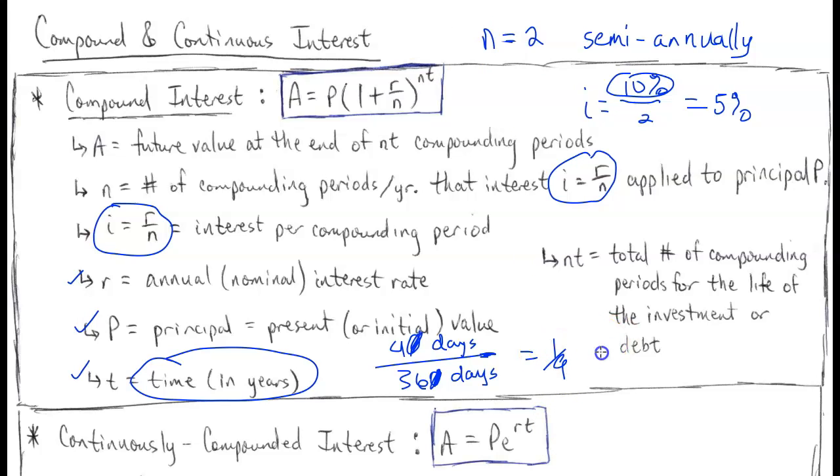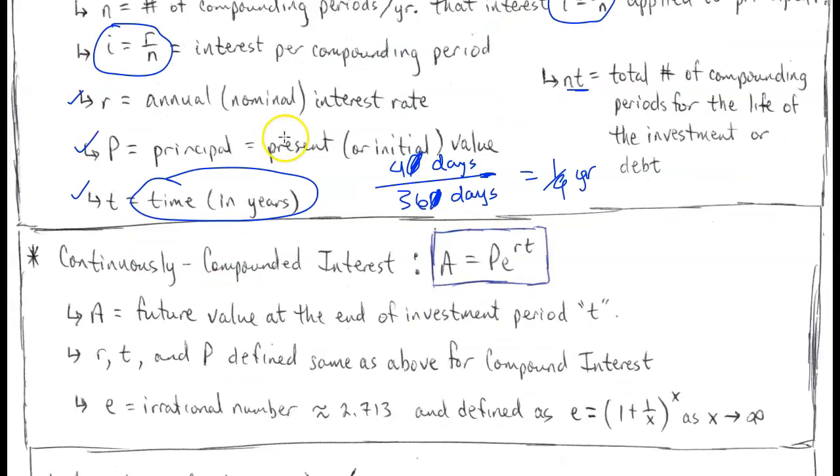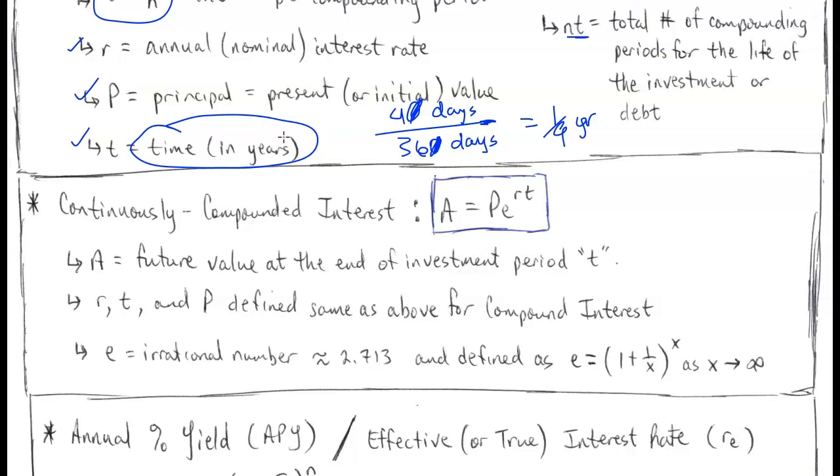So with that being said, the last thing that we need to talk about is this product of n times t, and that's what our exponent is here. Essentially, it's just the number of compounding periods per year times the actual time in years. That gives us the total number of compounding periods for the life of the investment, or the life of the loan or debt that we have. Okay. So moving on, we see continuously compounded interest.